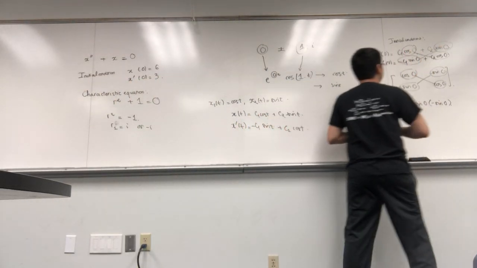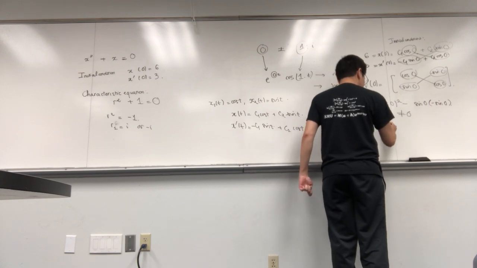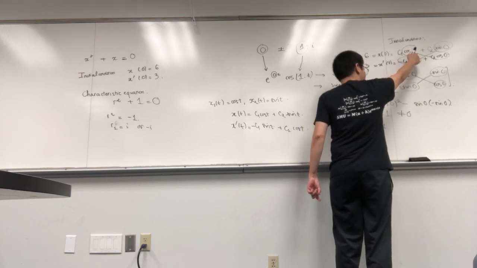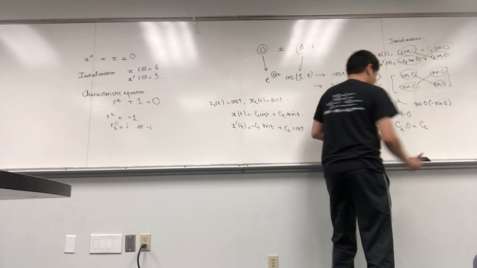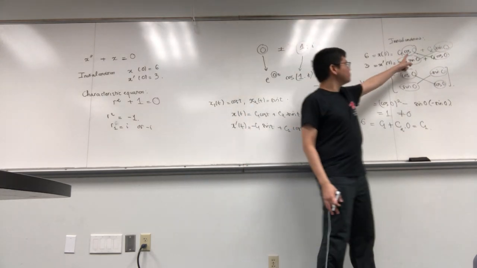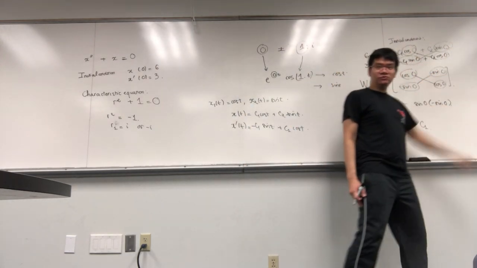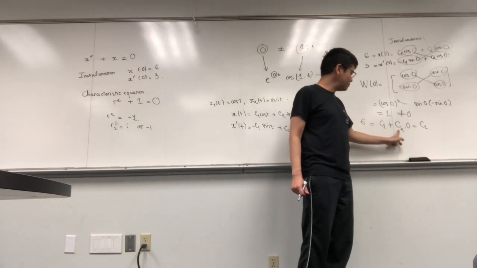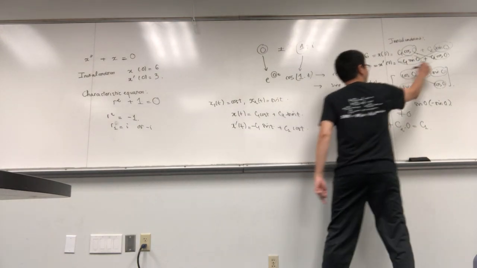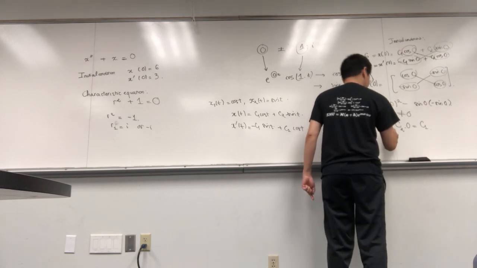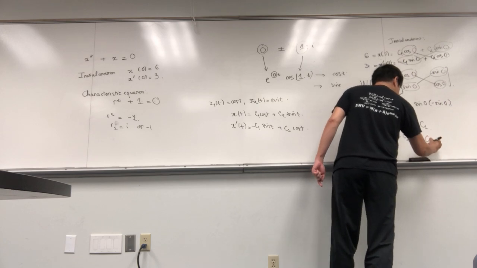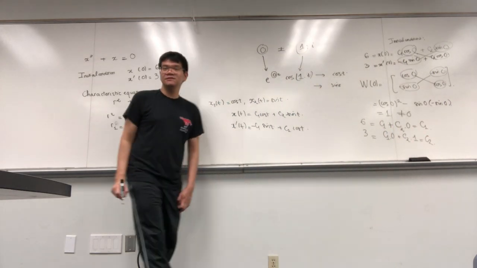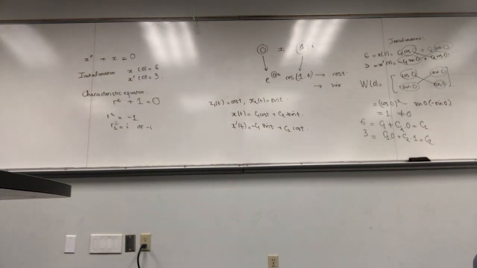So from this system, you can see clearly that 6 is C1 times cosine of 0, which is 1, plus C2 times sine of 0, which is 0, so this gives you C1 already, right? And the second one gives you 3 is C1 times 0 plus C2 times 1, and this is C2, right? So C1 is 6 and C2 is 3. So what is the form of the solution in this case?